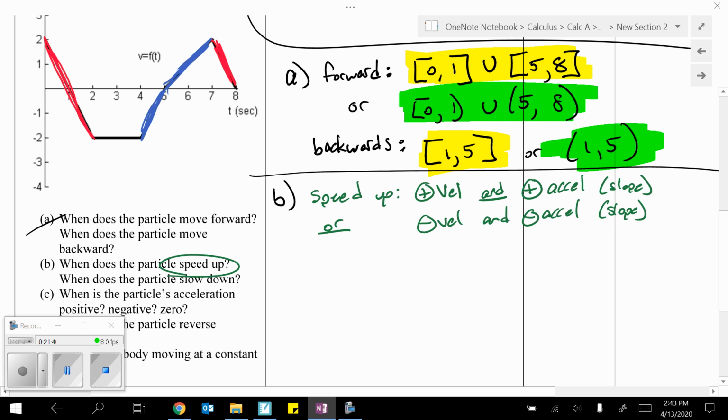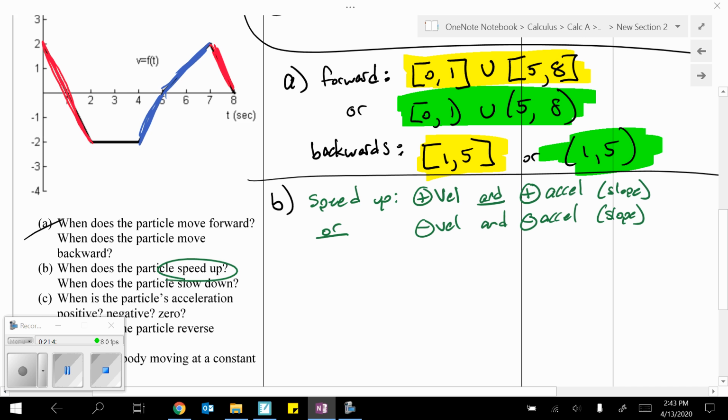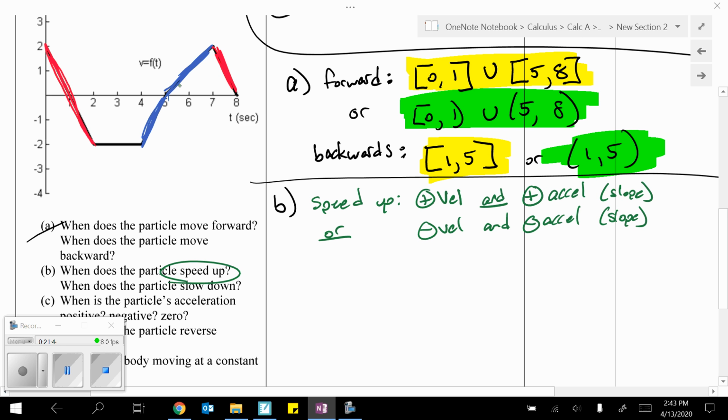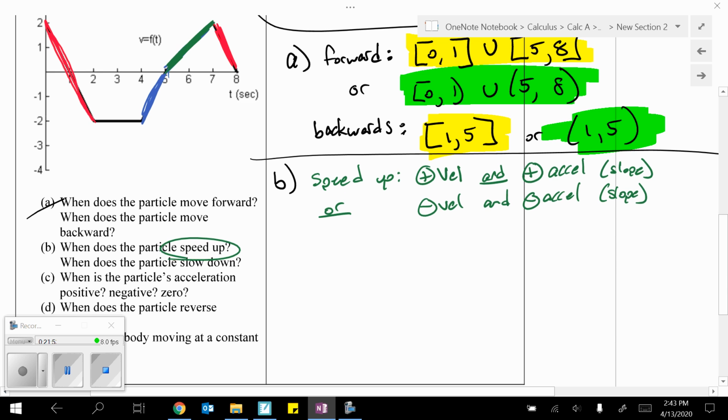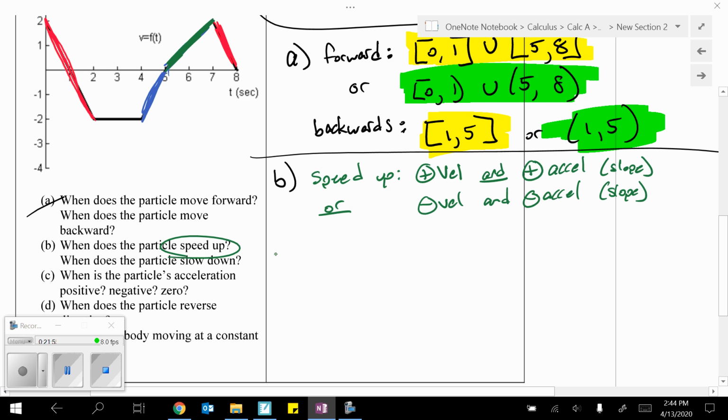Yes, right here. This region that I'm now doing in green is an area where we have positive velocity values and a positive slope. So that would be one area where it's speeding up. That would be from 5 to 7. Again, you could do brackets or parentheses here. And there's also a region where we have negative velocity and negative slope. That would be right over here. So I'm also going to link that to from 1 to 2 seconds. And again, brackets or parentheses, don't care, just be consistent.